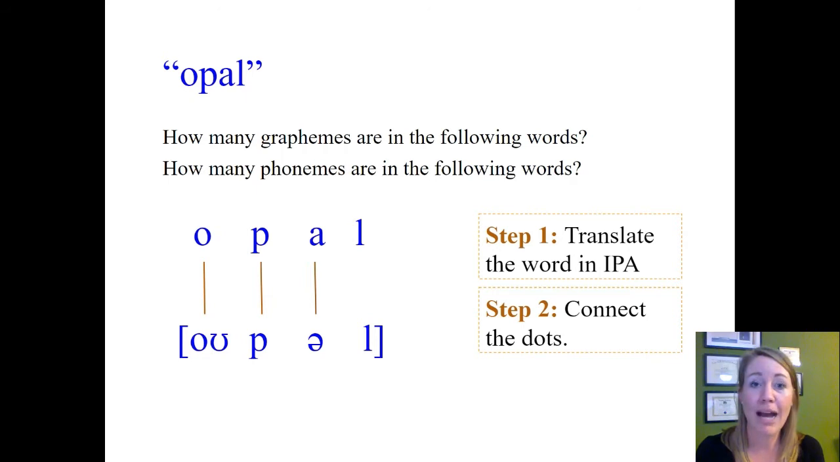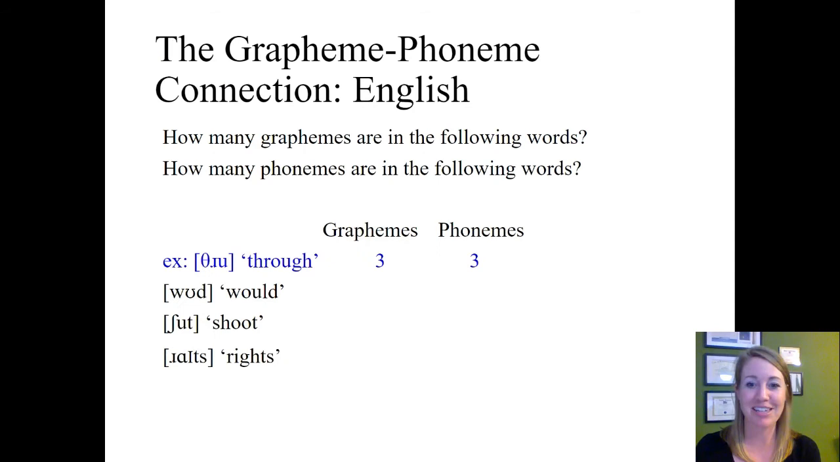Well, the letter O happens to represent the sound, the phoneme O. P is represented by the letter P. Is represented by the A. And the O sound is represented by the letter L. So I have 4 phonemes and I have 4 graphemes because I have 4 letters representing the 4 sounds, okay? You might be a little confused, but it's okay because we're practicing. That's what this lecture is about.